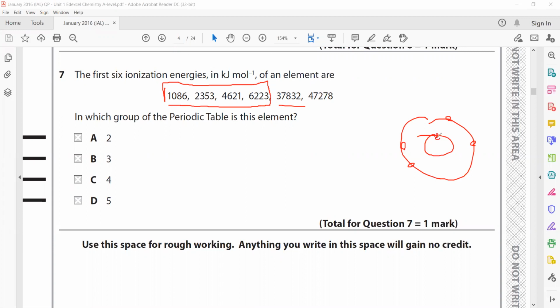Why? Because the electron is removed from an inner shell. So the number of electrons in the last shell shows the group number. So this element belongs to group 4.